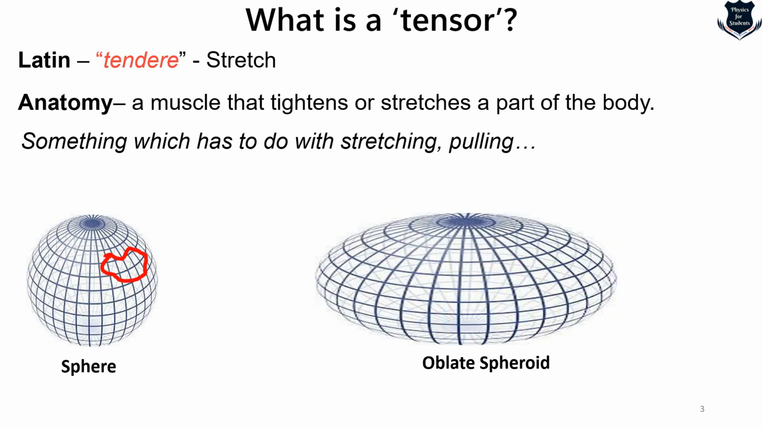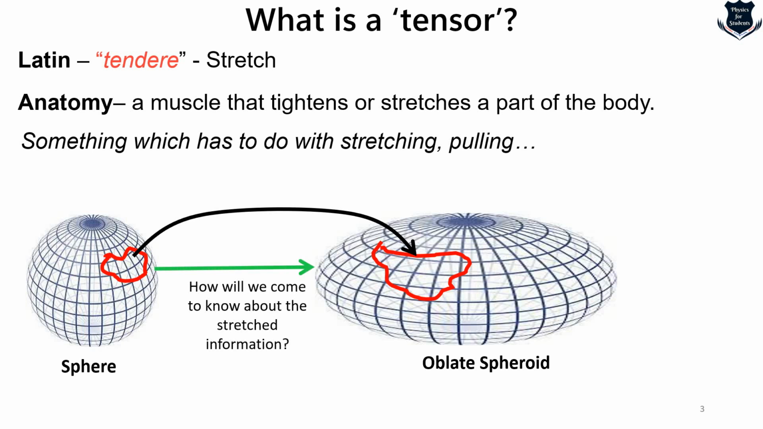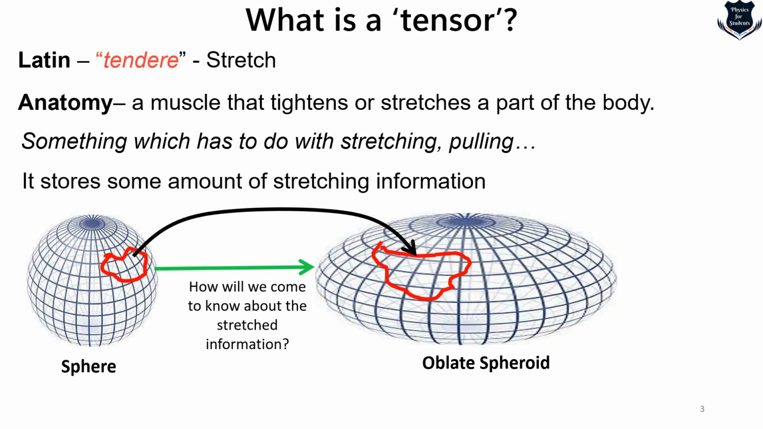Once the sphere takes a deformed shape, the information from here will also be stretched. And that is why we ask how will you come to know about that specific stretched information. So that is what we say: tensors store some amount of stretching information, as it started with the root tendere, which means stretching. So a tensor is basically storing some information which is related to stretching.